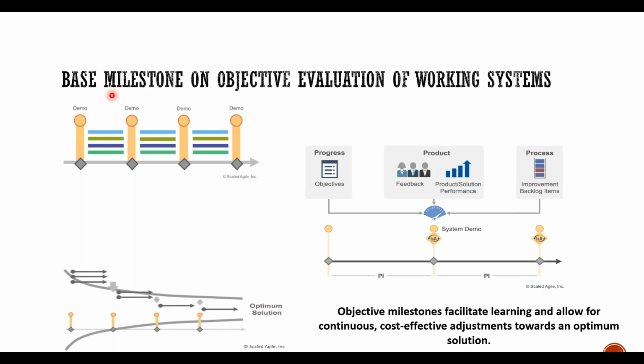So when you talk about milestones based on objective evaluation of working systems, we take a bunch of design options and requirement options, okay, and we continuously iterate and adjust to an optimum solution. So objective milestones help us in learning, okay, and allow for continuous cost effective adjustments towards the optimum solution. So they continuously iterate to the right solution. They incrementally build the solution and adjust to the solution by taking the feedback. And finally, they arrive at the optimum solution.